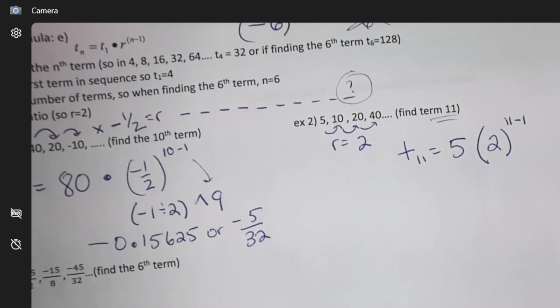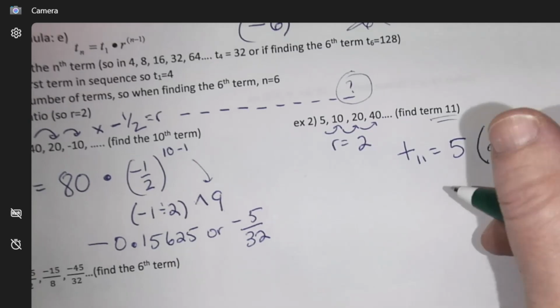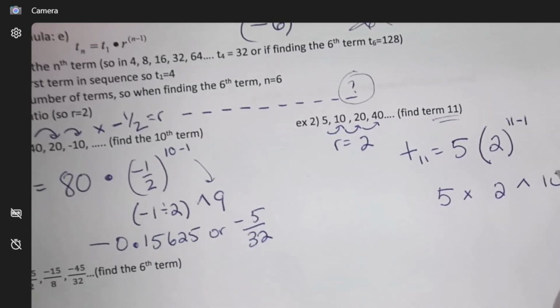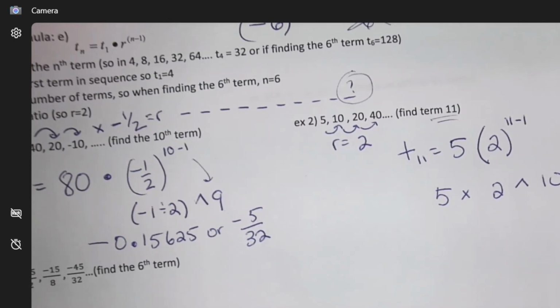So I'm going to show you what I would type into my calculator: 5 times 2 to the 10. I don't need brackets on the 2 because it's not a division fraction or it's not a negative. But I am going to put this as a 10. I'm going to do that in my brain before I do it in my calculator.